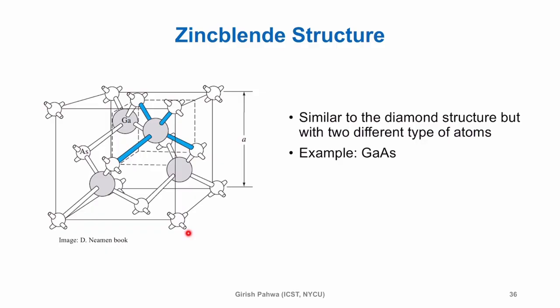Or you can look at it the other way around also. Gallium is going to form the FCC and arsenic is inside. Both ways are possible. If you generate the whole lattice, you will be able to see it in both ways. So this is the gallium arsenide structure, very similar to the diamond structure, but the locations you see are different.